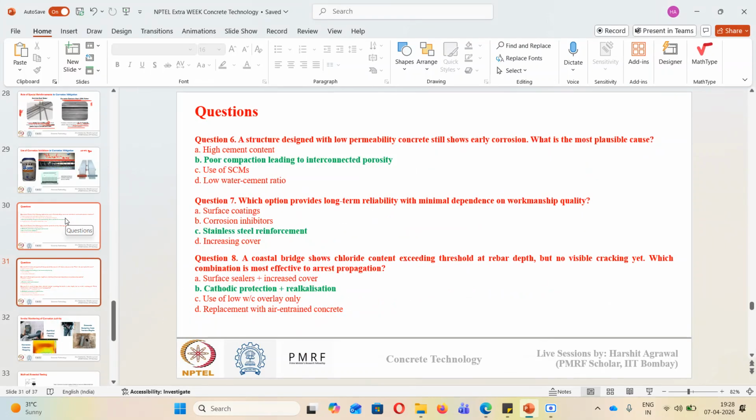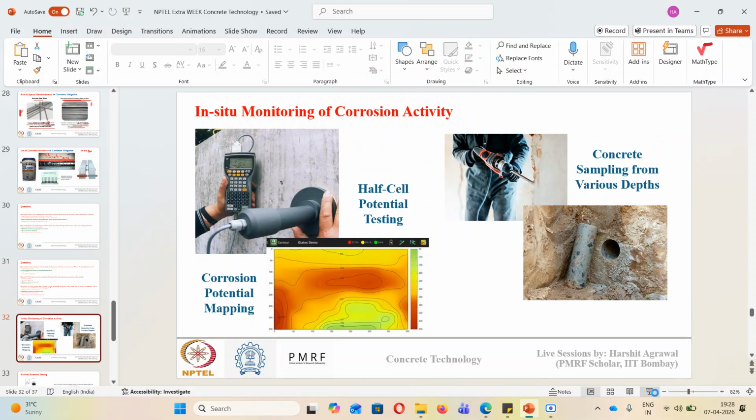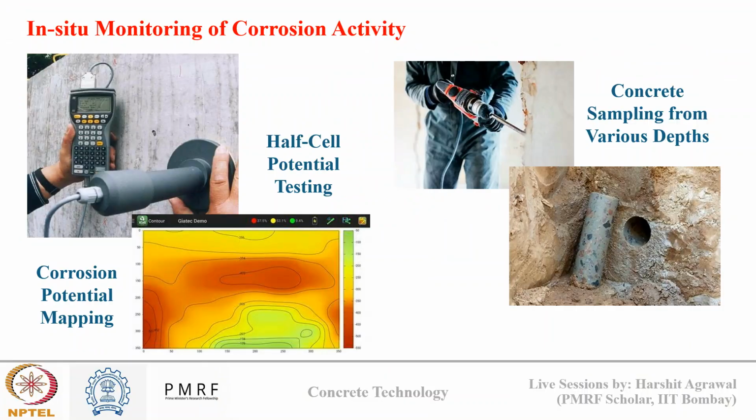Okay, I hope these questions are clear to everyone. If yes, we'll move to the last part. So this is a little bit additional that I'm talking about in this session. This is in situ monitoring of corrosion activities. This topic is very important if you look to the future in corrosion science understanding. So you should know when we go on field how we assess corrosion activities.